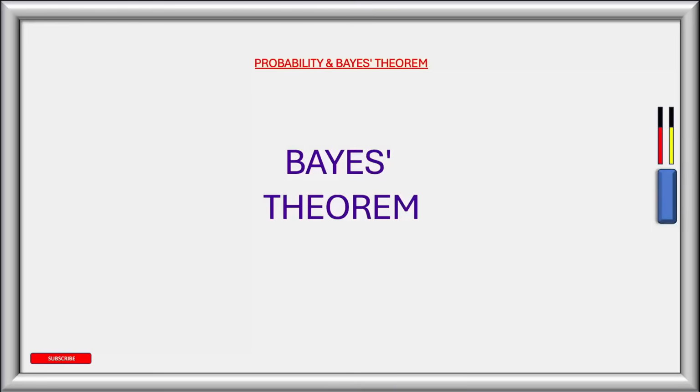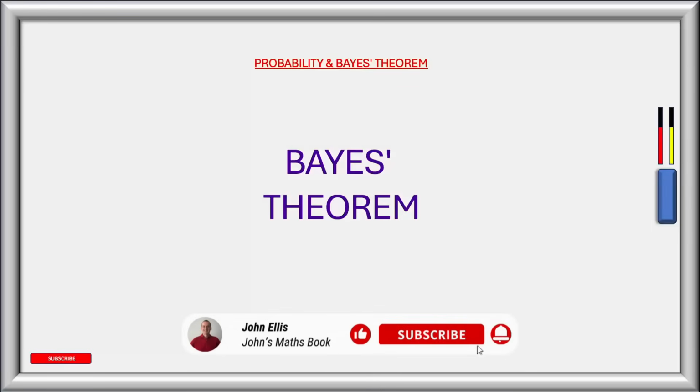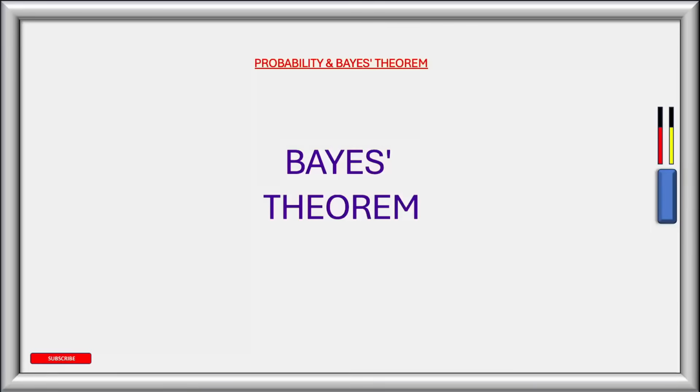By the end of this video, you'll know exactly why, and you'll never look at probability the same way again. Let's talk about Bayes' theorem. Bayes' theorem is one of the most useful ideas in all of probability. It's used in spam filters, medical diagnosis, courtroom evidence, AI, even search and rescue operations.